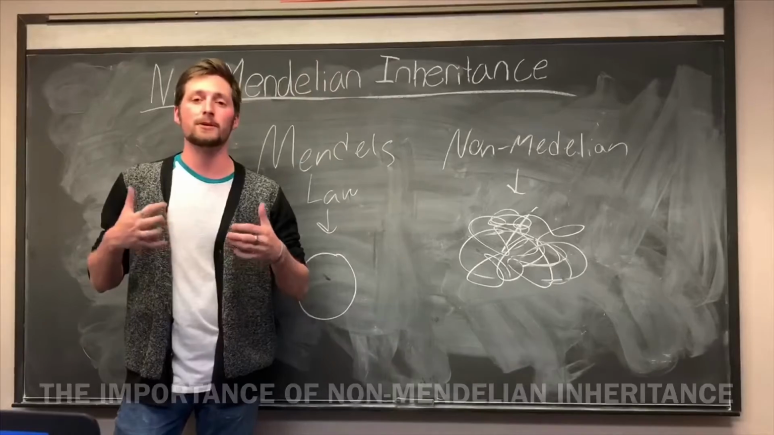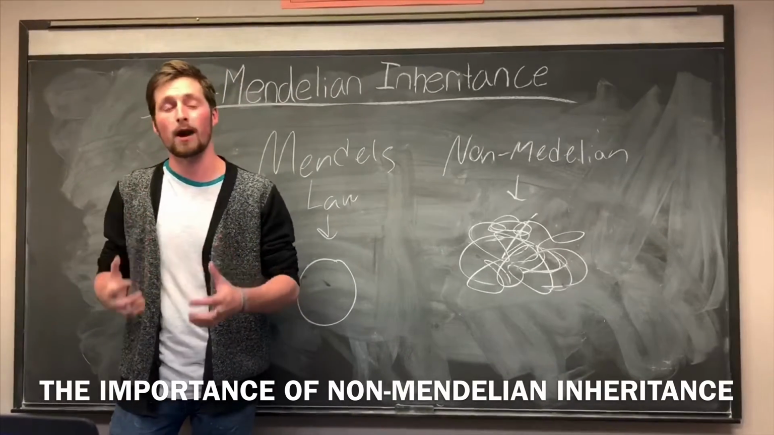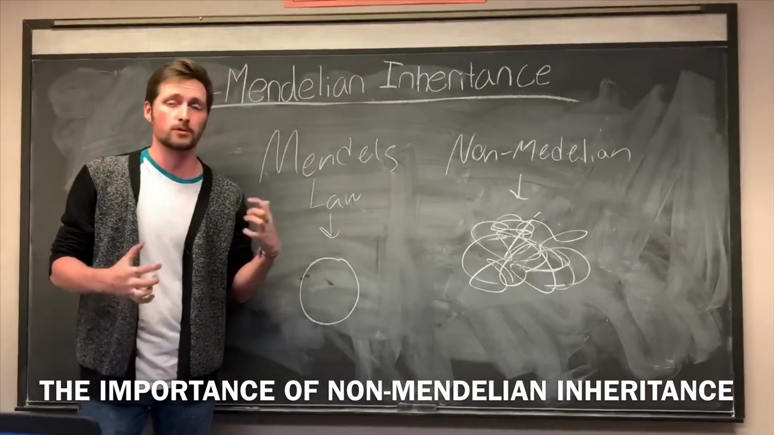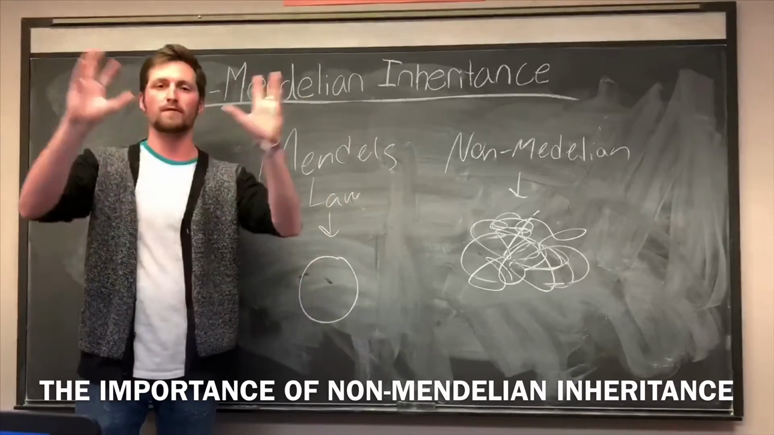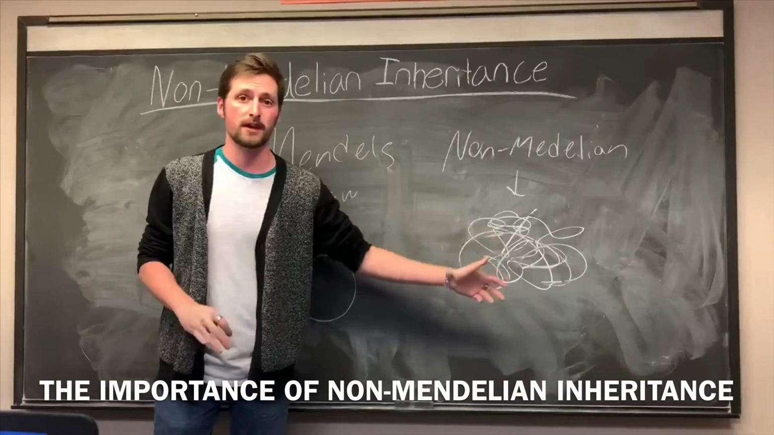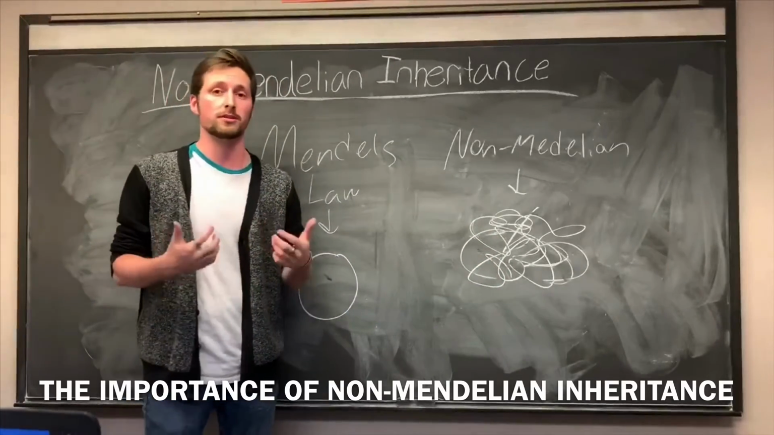So now that we've talked about non-Mendelian inheritance and the different types, we kind of want to talk about why it's important. So everything that functions within Mendelian inheritance, or Mendel's law, is perfect. Everything has two alleles and they combine and they make this perfect Punnett square BS. But non-Mendelian inheritance is all the imperfections, all the things that went wrong or are just slightly different than what we used to think that they were.